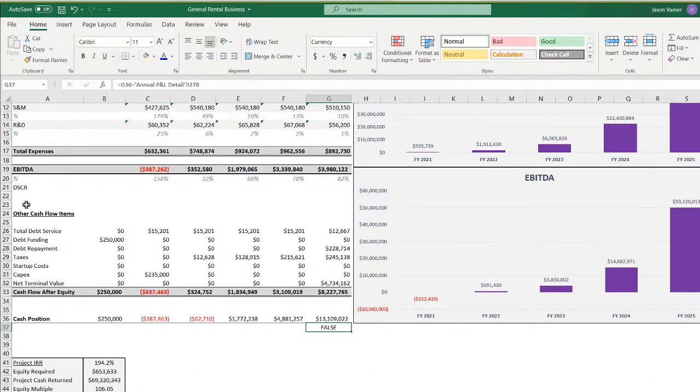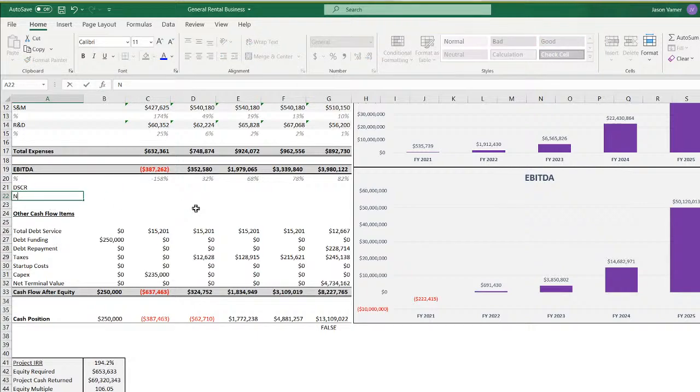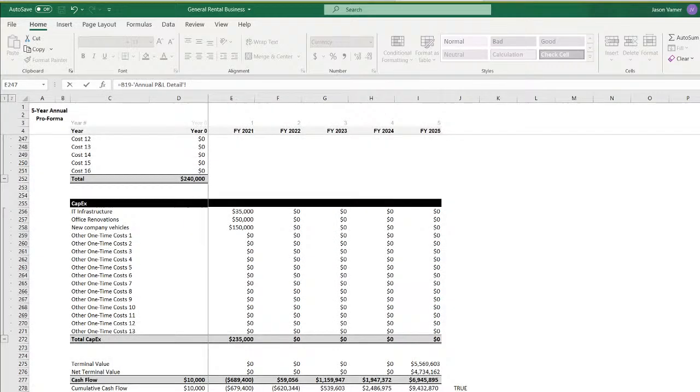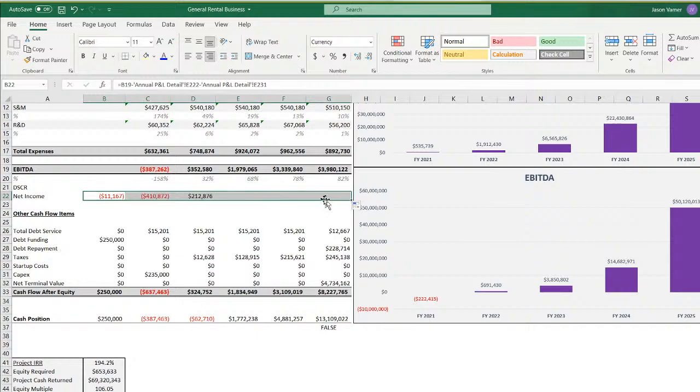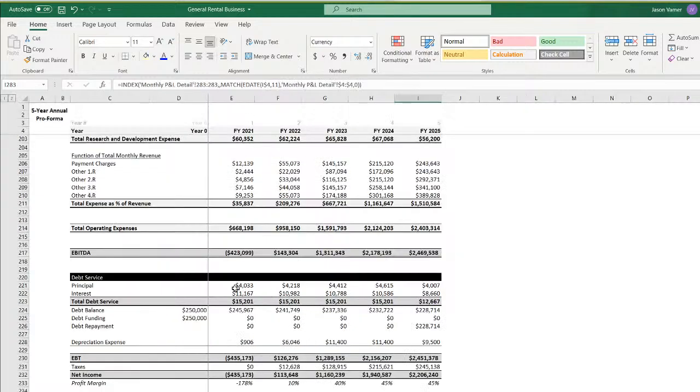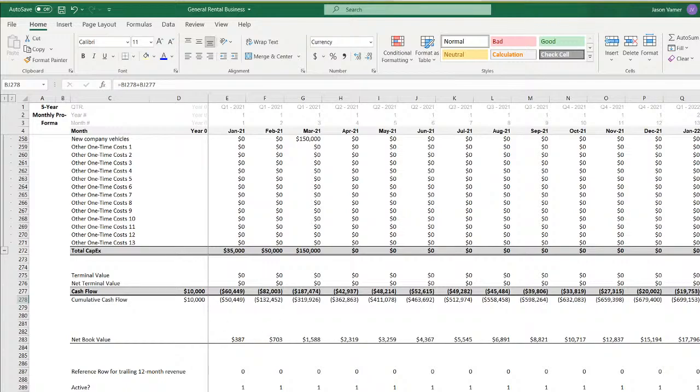Also, I want to show EBITDA. I also want to just show the net income here, which is going to be EBITDA minus interest, which we'll have to get from the annual, and then minus taxes. We're not doing year 0, so this should equal 8621.49. Okay, so we are definitely missing. Oh, and minus depreciation.